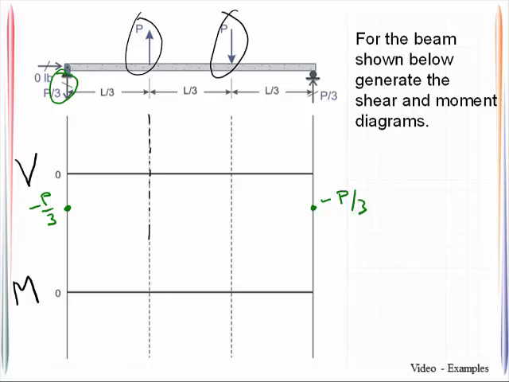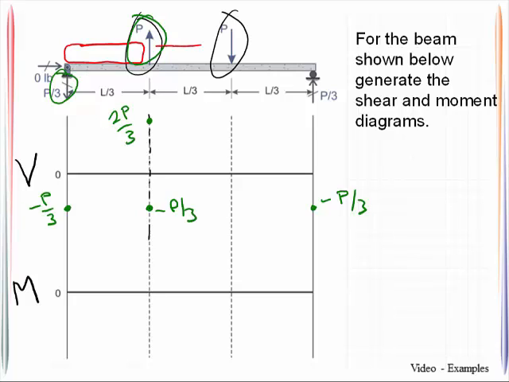So we're going to work from left to right, follow the rules. The change in shear from one location to another is the area under the load diagram. There's no load here, so there is no area under that, so there is a zero change in shear. That will bring us then over here to this negative P over 3. Now applied load causes a jump in shear, so it jumps a total of positive P, which takes us from negative P over 3 to positive 2P over 3.